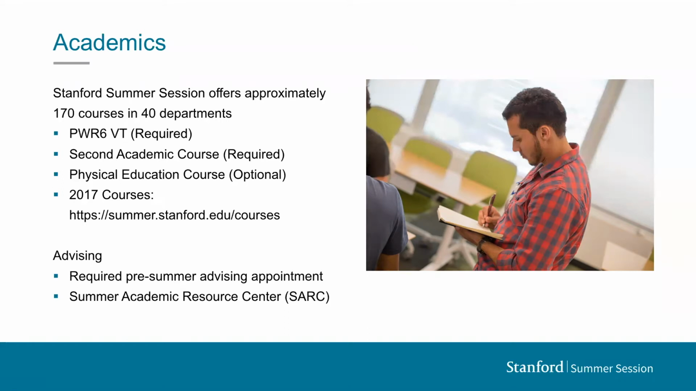The first course that is required for Veteran Accelerator students is PWR 6 VT, which is there on the slide. And this is a power writing course. It's really meant to build on students' first year writing skills. It's a difficult course. It's meant to push students. And if you've already taken writing before, don't you worry. This will push you even further to become a better writer, which we know is really, really important for your future schooling.